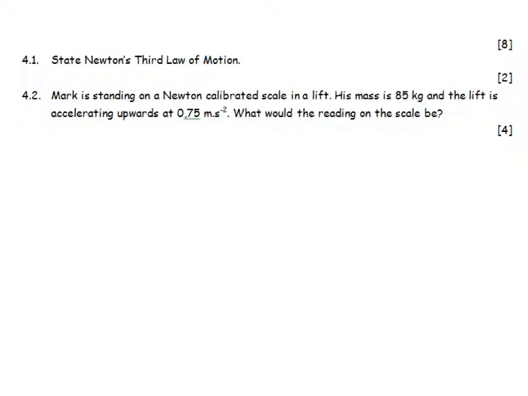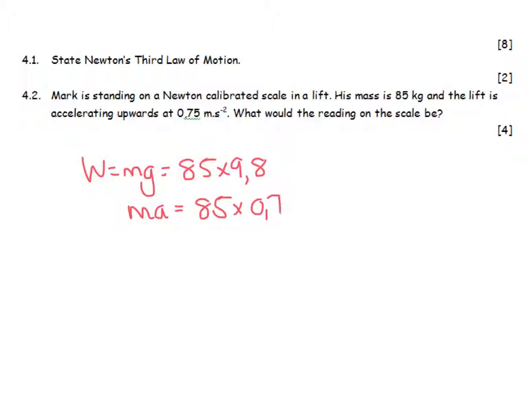Mark is standing on a Newton calibrated scale in a lift, his mass is 85 kilograms. So if his mass is 85 kilograms, we can work out his weight. His weight is equal to mass times gravitational acceleration, which is going to be 85 times 9,8. Let's just think about it. The lift is accelerating upwards. If you think about a lift going up, you feel heavier. So we're going to add onto that the total force on the scale, which is going to have an extra mass times acceleration, which is 85 times 0.75 meters per second squared.